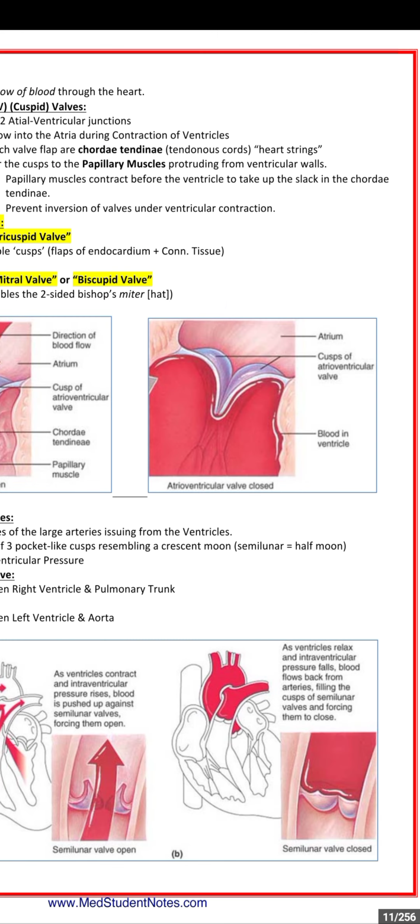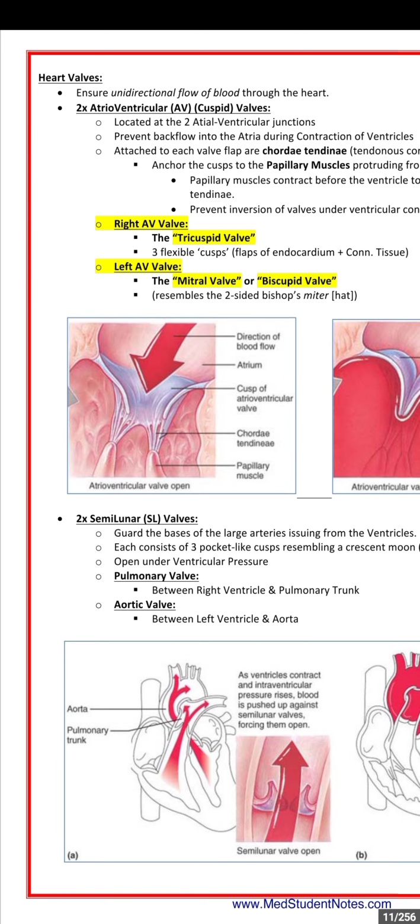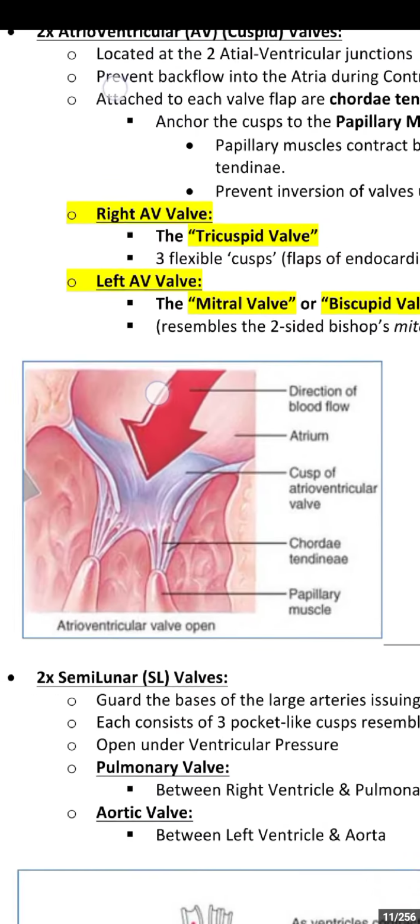Next is the right AV valve. We talked about the cuspid valves. The right AV valve is the tricuspid valve, also known as the right atrioventricular valve. The tricuspid valve is seen between the right atrium and right ventricle, at the junction.